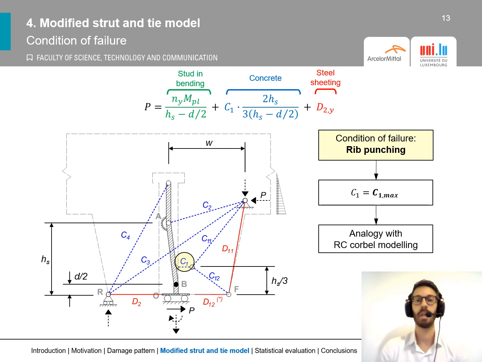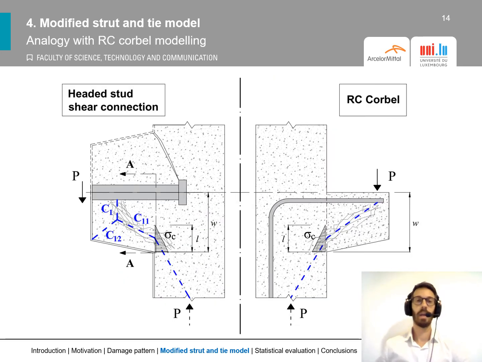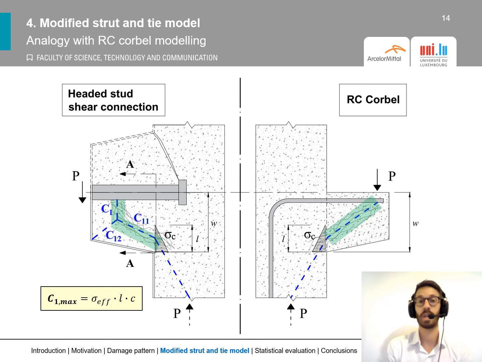There is again an unknown, and it was estimated using an analogy with reinforced concrete corbel modeling. To make everything clearer, let's see the geometry of these two systems. On the left we have the hydrostatic shear connection, while on the right we have a typical reinforced concrete corbel. Although there are some differences, I would like to stress that there are some analogy and parallelism between the struts observed in a hydrostatic shear connection and the typical diagonal strut in a reinforced concrete corbel.